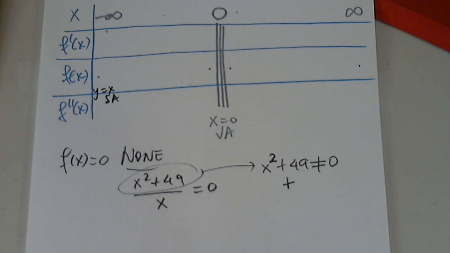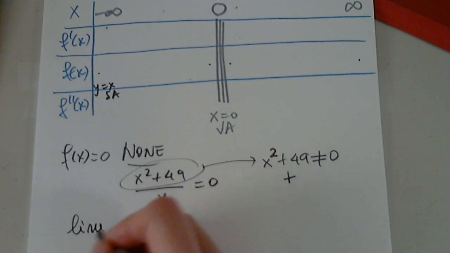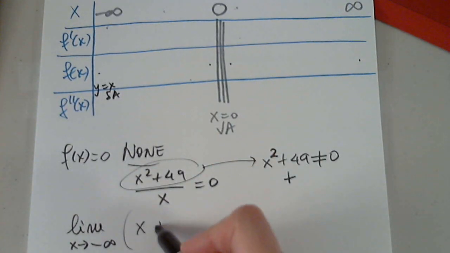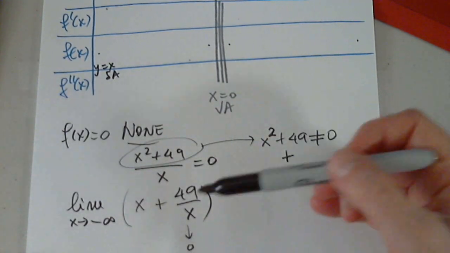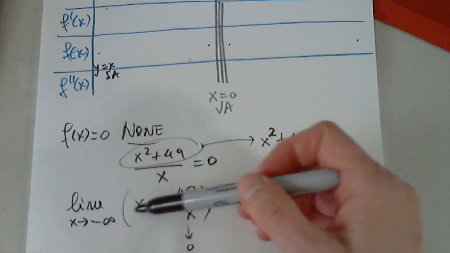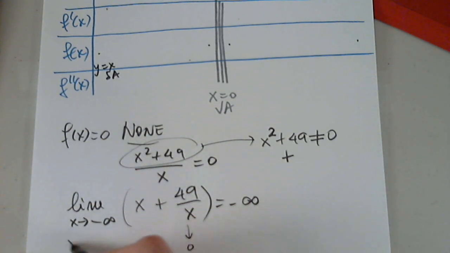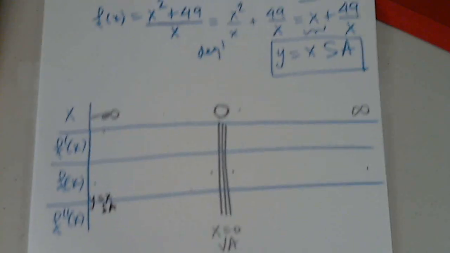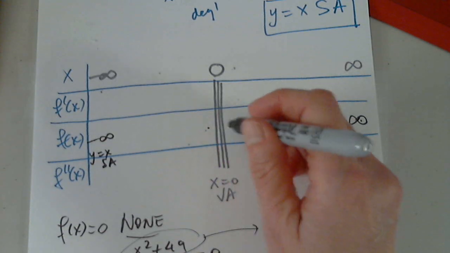I don't want this device to die on this one because it's recording. So, limit as x approaches negative infinity, and I prefer the second form. Just very clear, this approaches 0. 49 over infinity is 0, and when x approaches negative infinity, this is negative infinity as expected. And when x approaches infinity, the other limit will be infinity, as expected. So that is done.